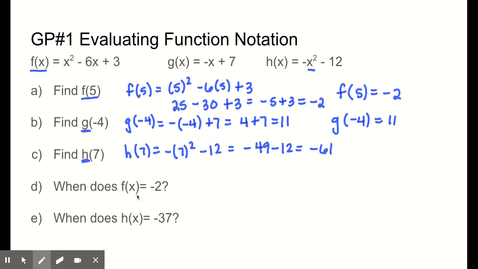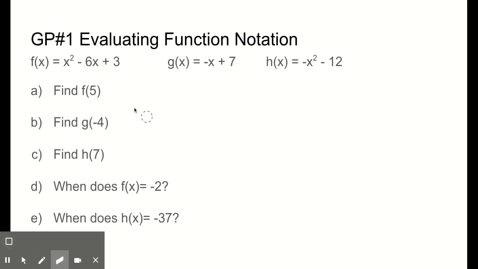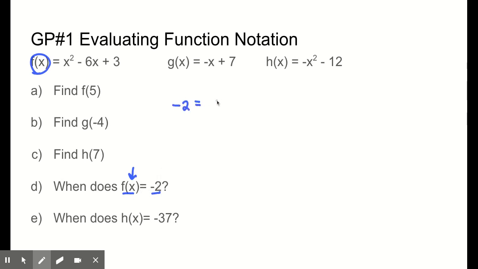All right, for this one, it looks a little bit different. We're being asked, when does f of x equal negative 2? I'm going to clear my screen. So when does f of x equal negative 2? What we're doing here is we're looking for the x values when f of x equals negative 2. So we're replacing this f of x now with negative 2, and we're solving for x. So we have negative 2 is equal to x squared minus 6x plus 3, and we're solving for x.